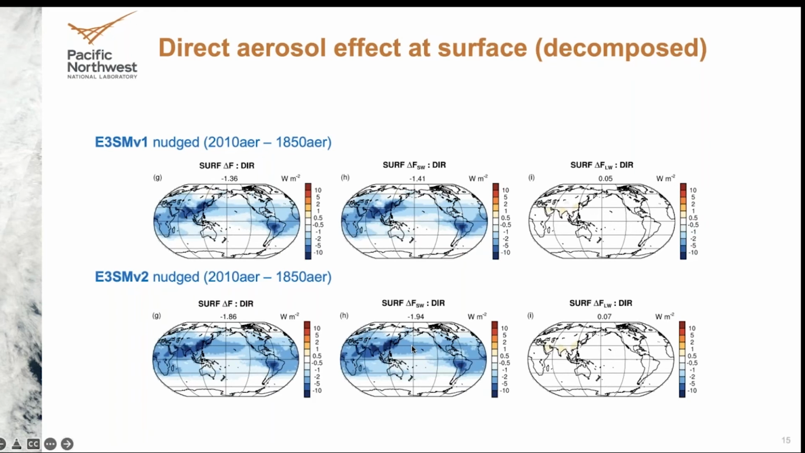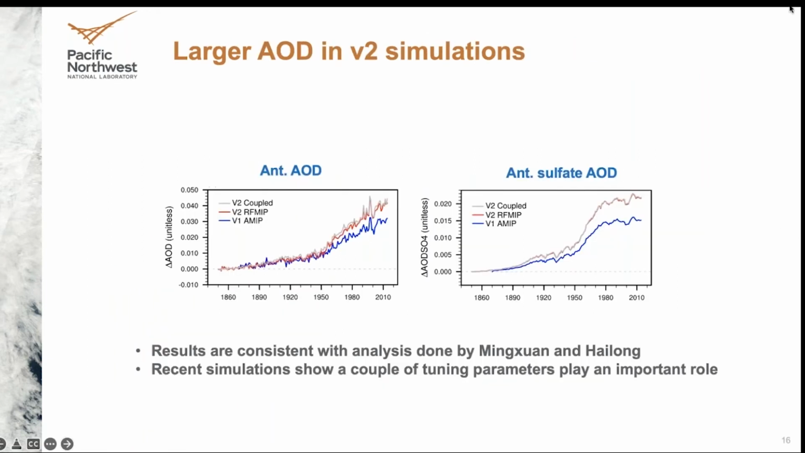Surface flux received, for example over the ocean: if you compare those V1 and V2 results, the aerosol forcing over here is much stronger than over here. And this might have some impact on the ocean surface temperature and ocean circulation. And why is that? So we analyzed the simulations from V2 and V1.